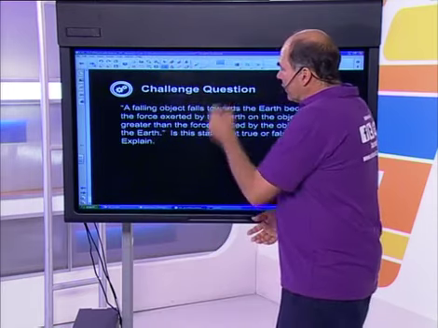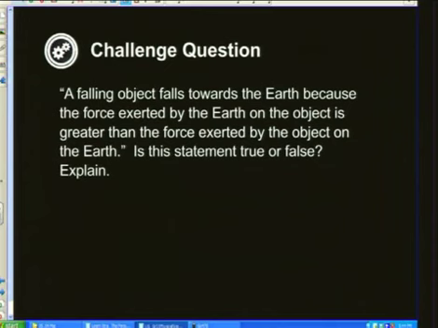Now, let's look at the challenge question. The physics of the challenge question is really important, and that's what I want to get across to you this evening: to make sure that we're dealing with the ideas of Newton's universal law of gravitation. So here's the question. It says, a falling object falls to the earth.